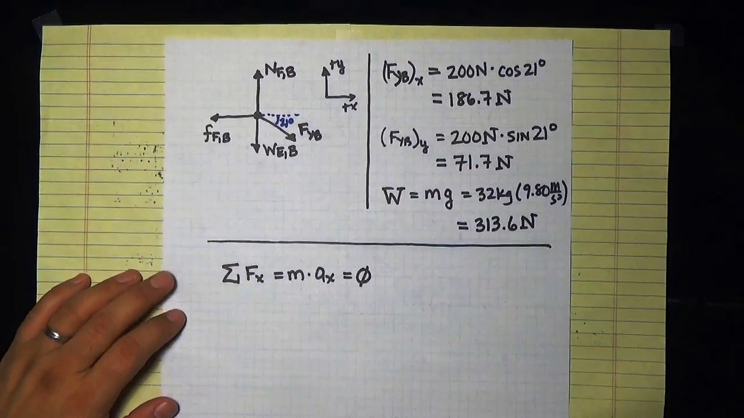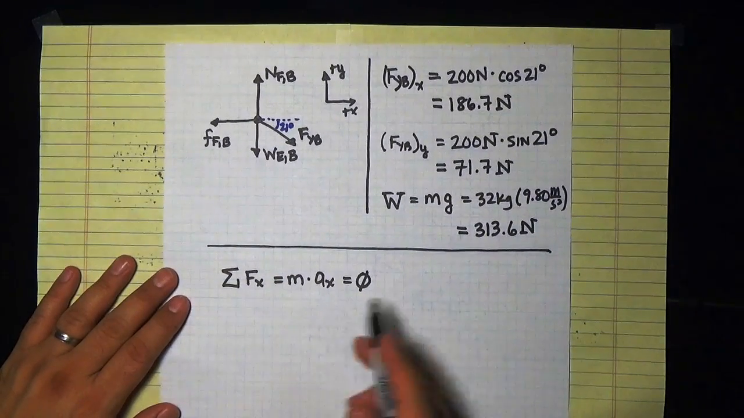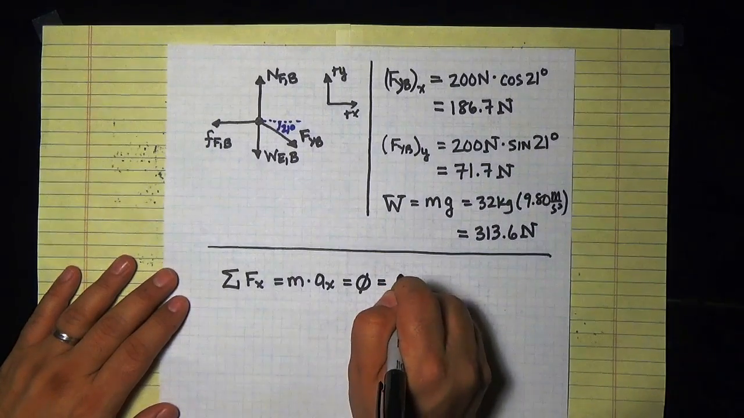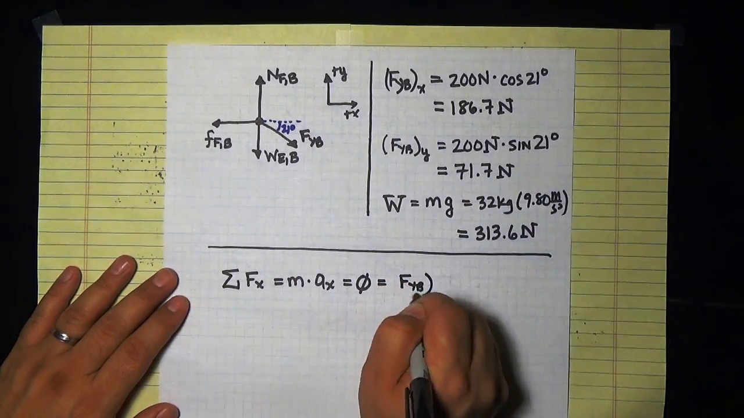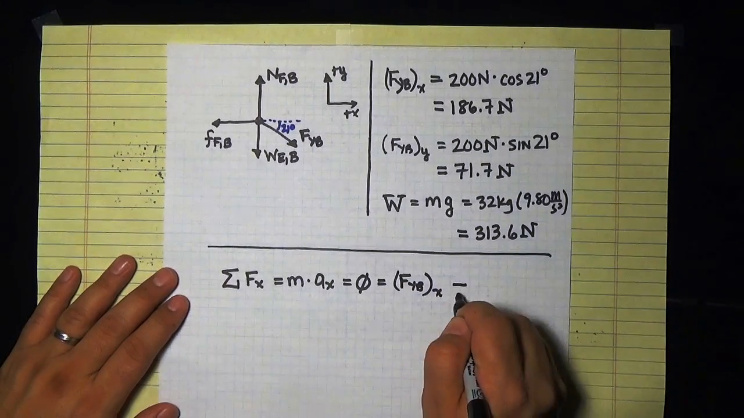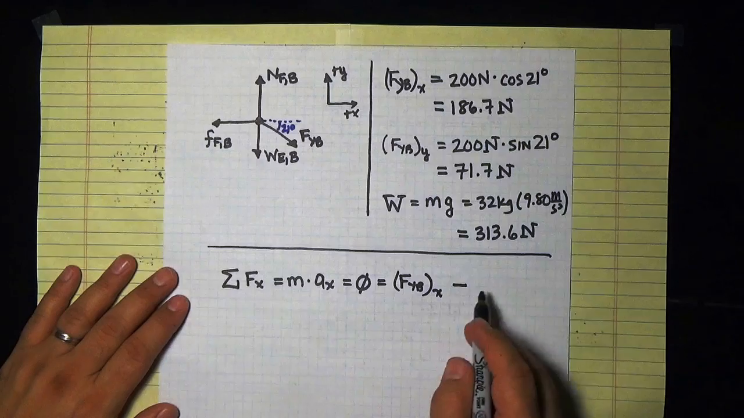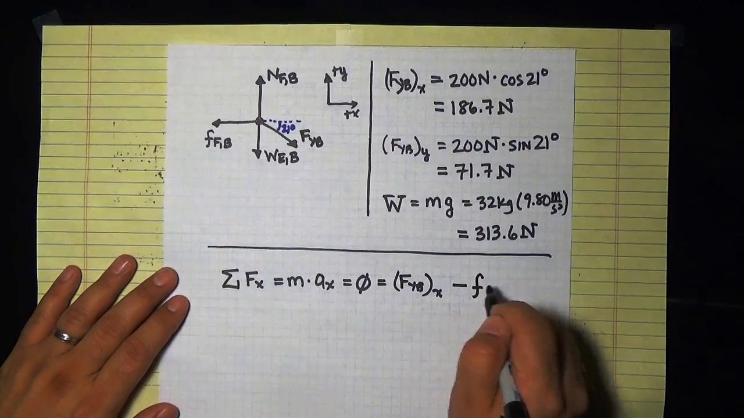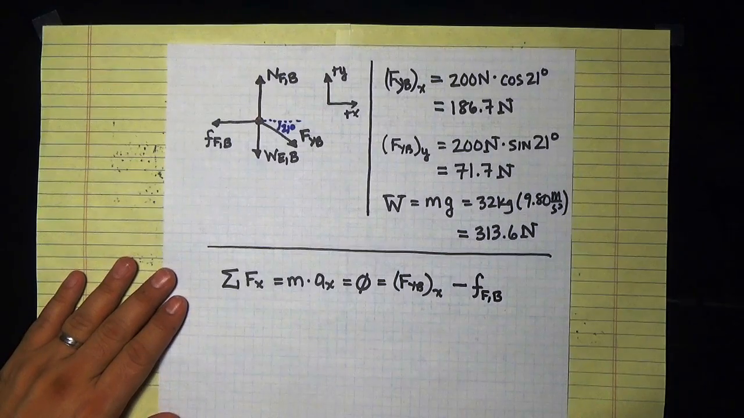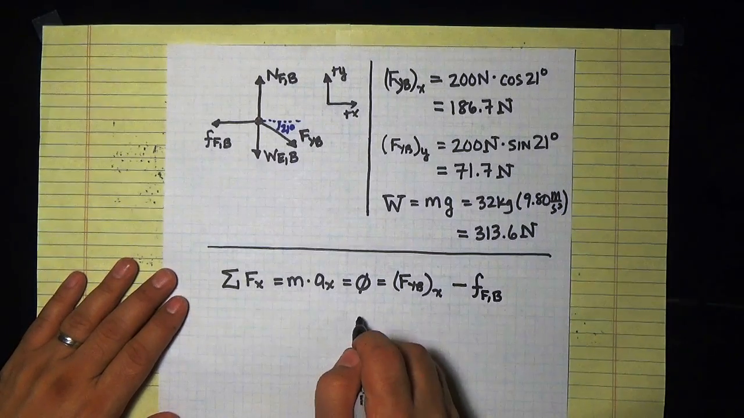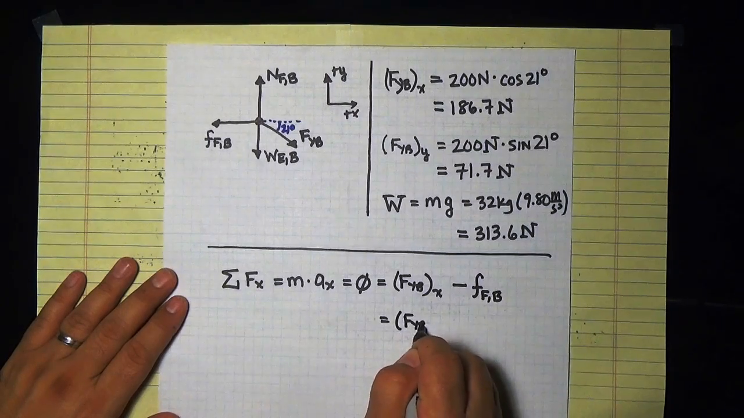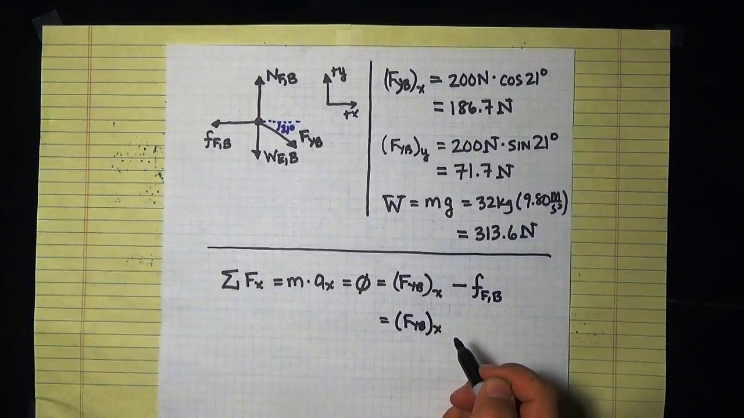And if I look at my free body diagram, there's only two forces pointing in the horizontal direction. That is the force that you exert on the box, the x component of that force, minus, the minus indicates it's pointing in the opposite direction, the friction that the floor exerts on the box. Now I'm going to write one more line here, namely that this is equal to the force you exert on the box in the x direction.